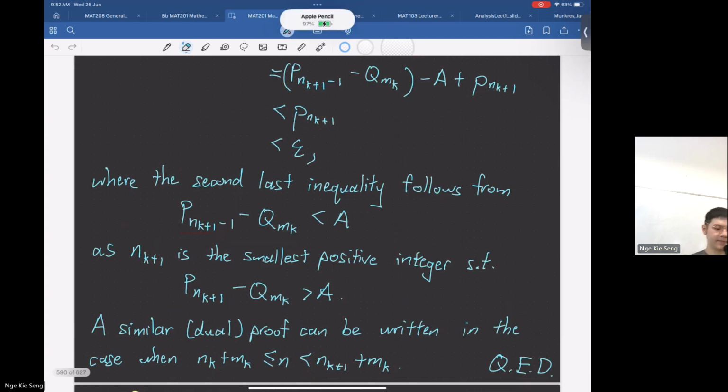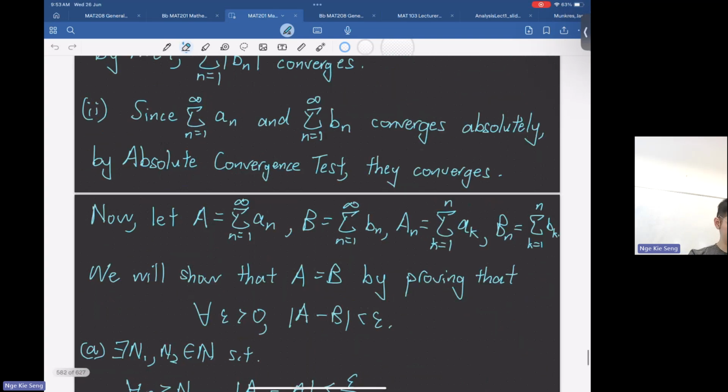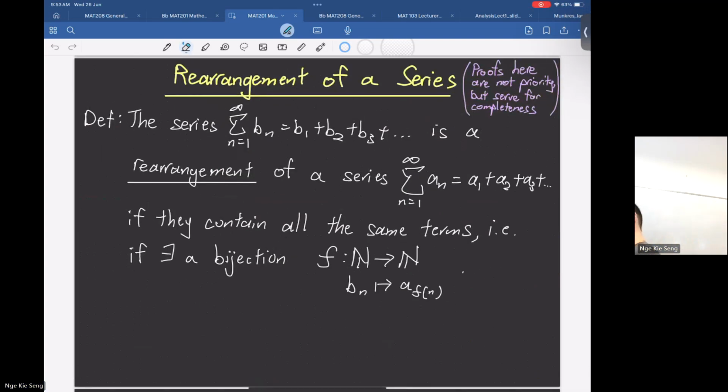Any question about this section here? This section is not too important because we are not going to use it in the next chapter at least. But for completeness of the theory, we will put it in. So if a series converges absolutely, then you can't change the sum. But if it converges conditionally, then you can change the sum.